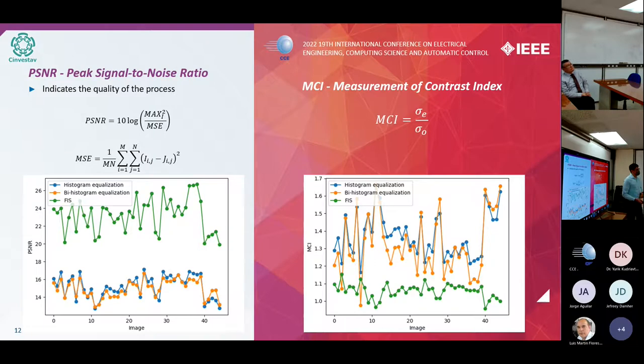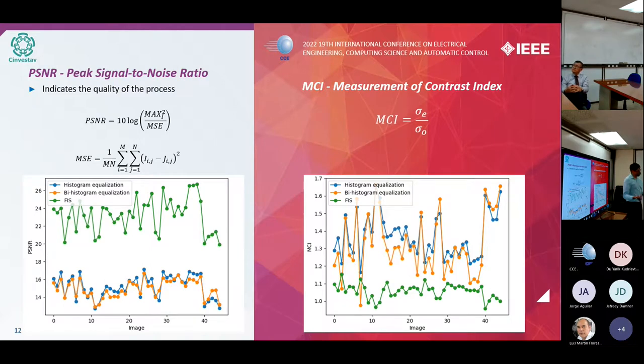And in order to have an objective comparison, we use two parameters to evaluate our system. The first is the MCI, or Measurement of Contrast Index, that is just an index that tells us if the processed image has a better or lower contrast than the original image. On the other side, the PSNR is the peak signal to noise ratio, and this indicates the quality of the process. It takes the original image as signal and the processed image as the noise. And it indicates the quality of the process in the results.